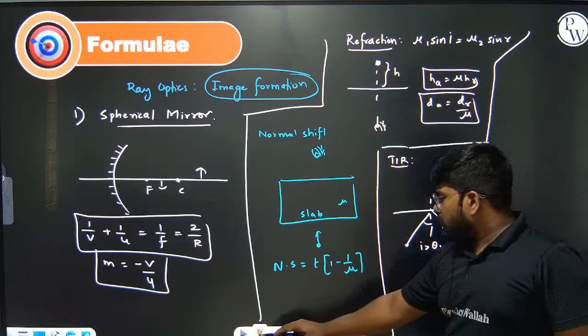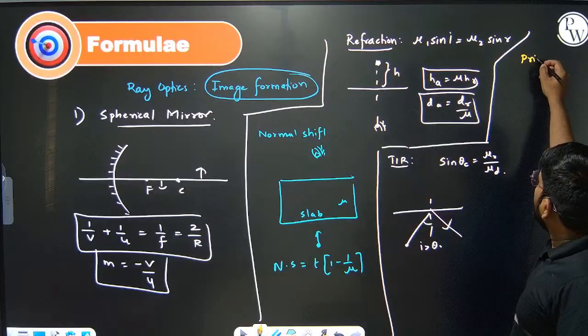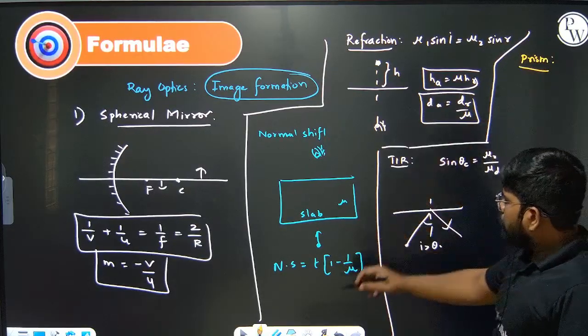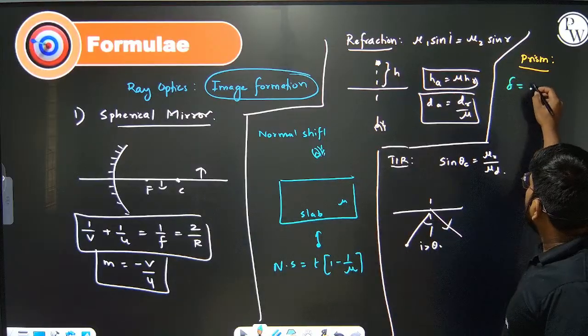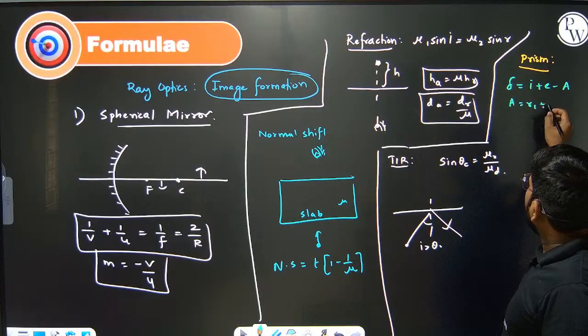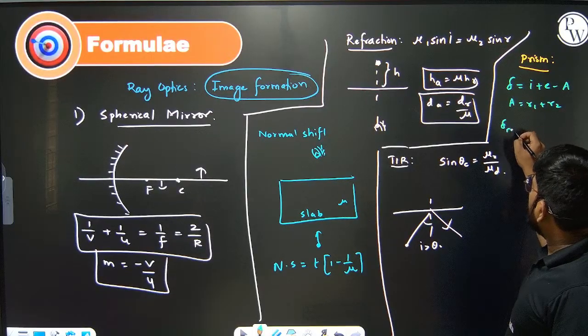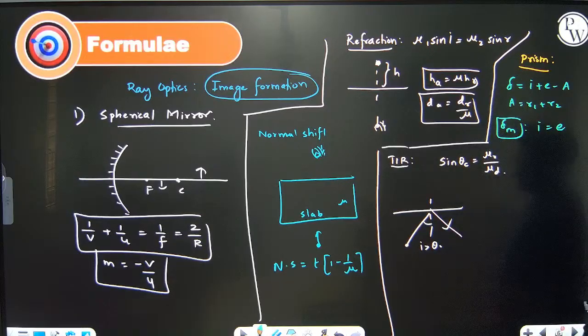For the prism, again, I'm just trying to give you a quick overview of the things. Prism has a few important things, like the general deviation, which is i + e - A, where A = r1 + r2, and a relation for minimum deviation, which occurs when i = e, that is, the angle of incidence is equal to the angle of emergence.